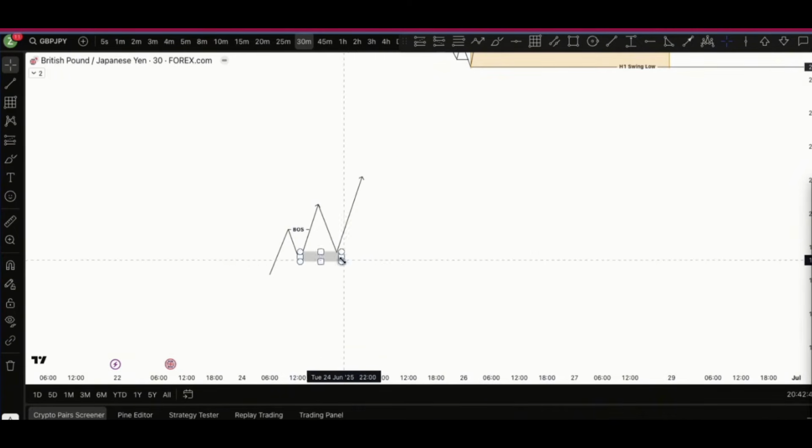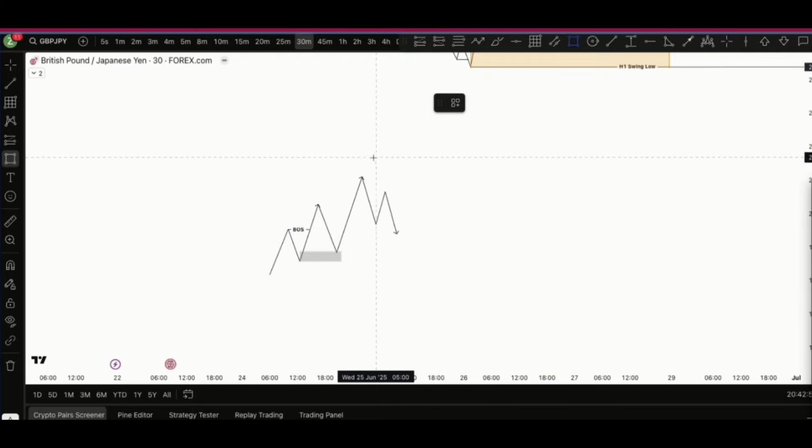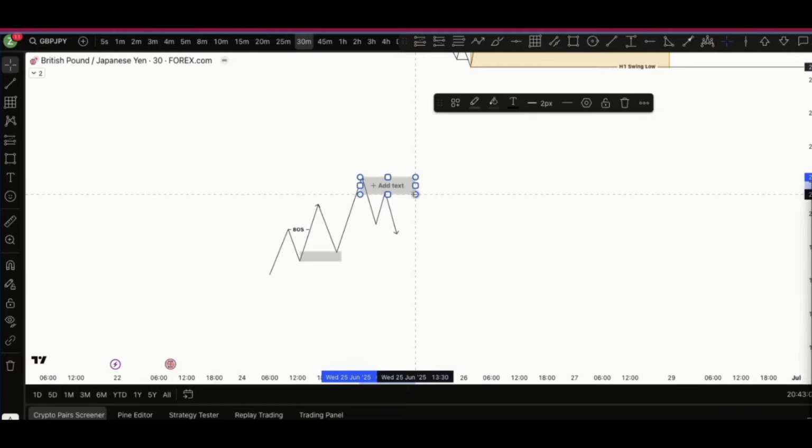So that point of interest, if it is in an uptrend, we call it a demand zone. And if it is in a downtrend, we call it a supply zone. So around this zone, now this zone, we call it a supply zone.